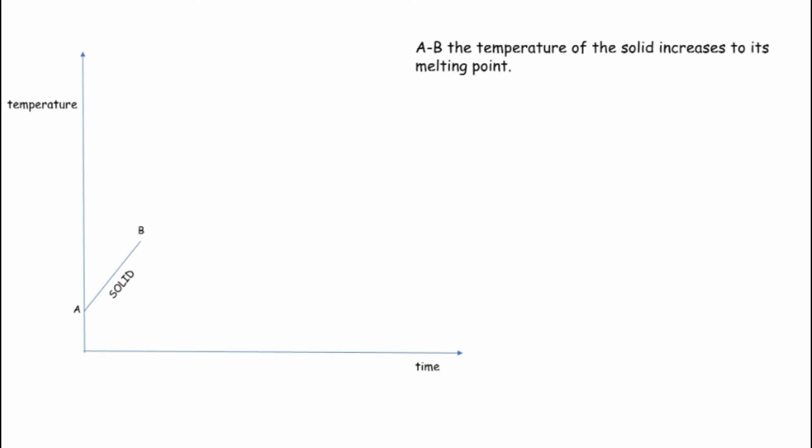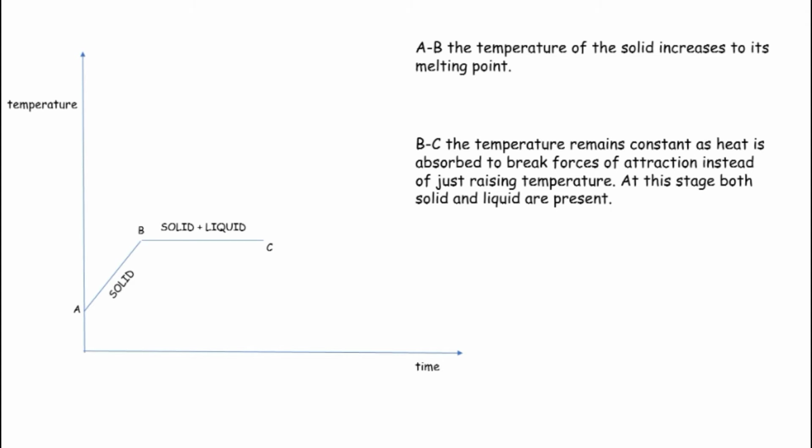So from the graph, we can see that from A to B, the temperature of the solid increases to its melting point. B to C, the temperature remains constant because the heat is being absorbed to break the forces of attraction instead of just raising the temperature. At this stage, both solid and liquid are present. C to D, the liquid heats as heat energy increases its temperature.